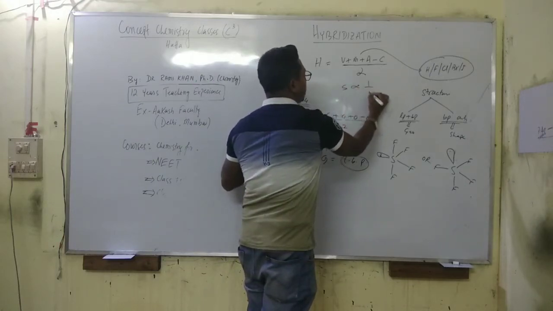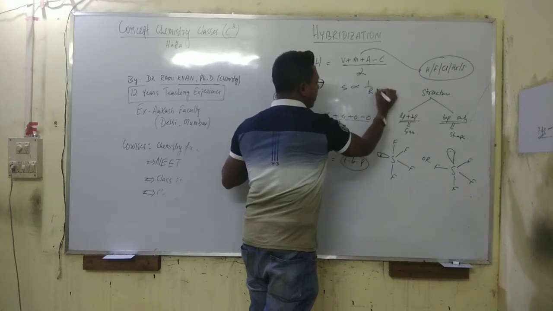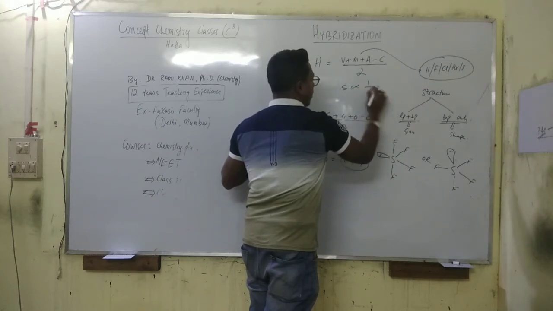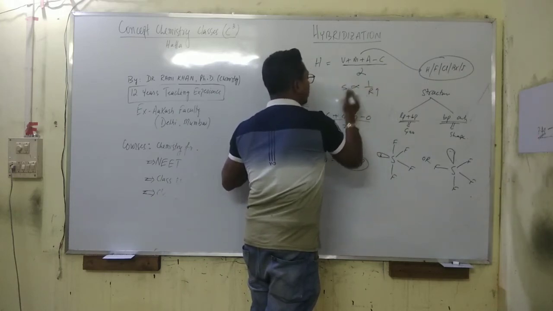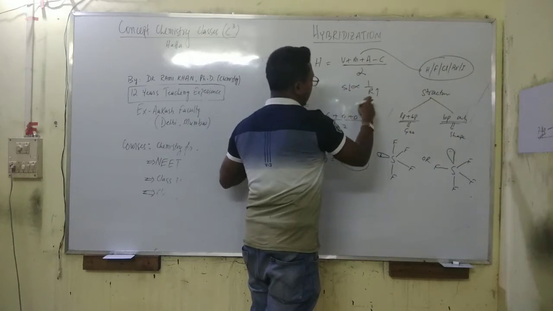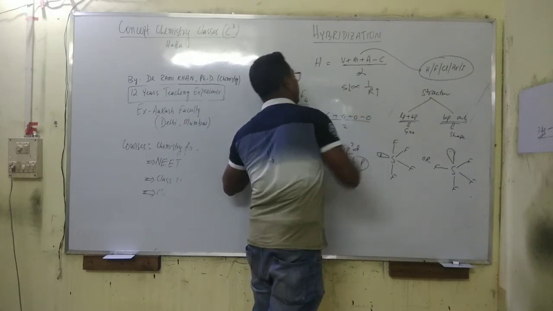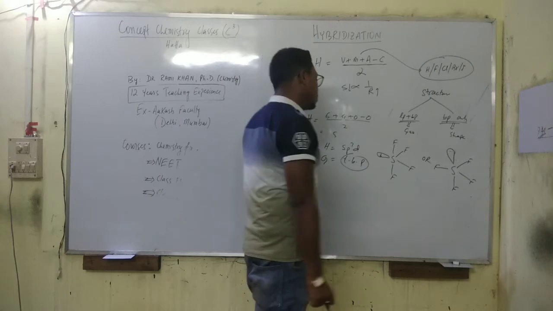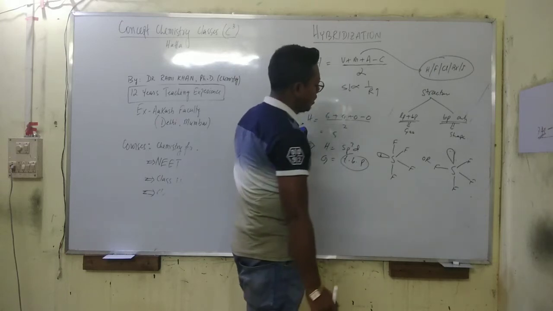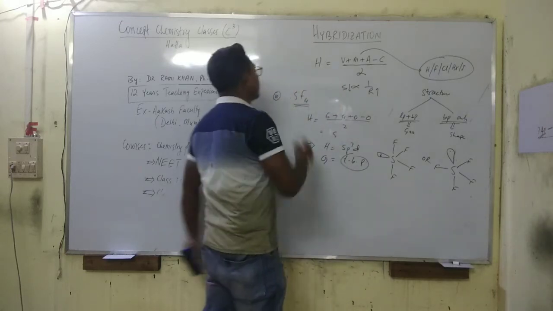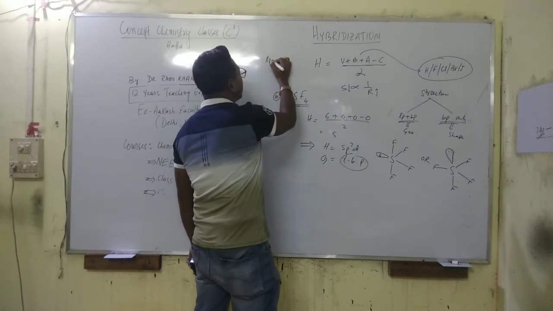Stability is inversely proportional to repulsion. The higher the repulsion, the lower the stability of the compound, and the lesser the repulsion, the higher the stability of the compound. So now let us check here.